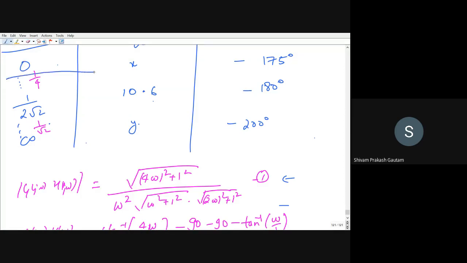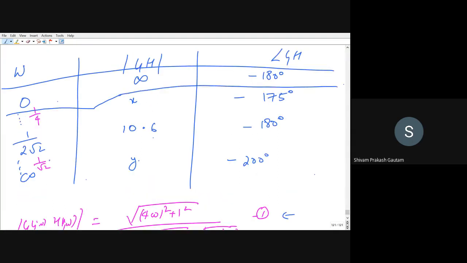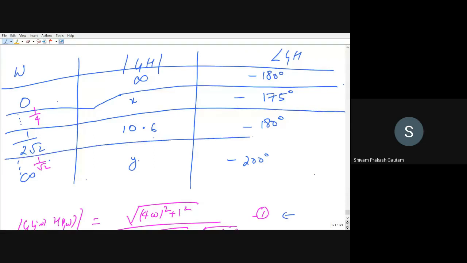So at 0, we are having this magnitude. At 1 by 4, we are having this. At 1 by 2 root, we are having this. At 1 by root 2, we are having this.